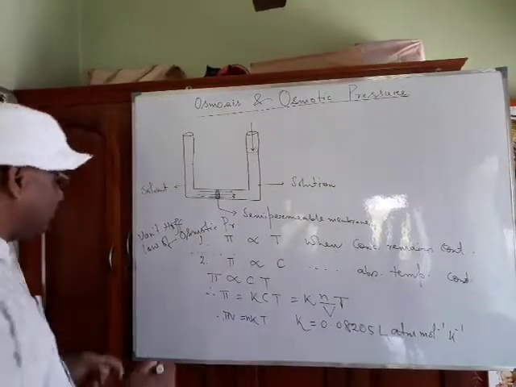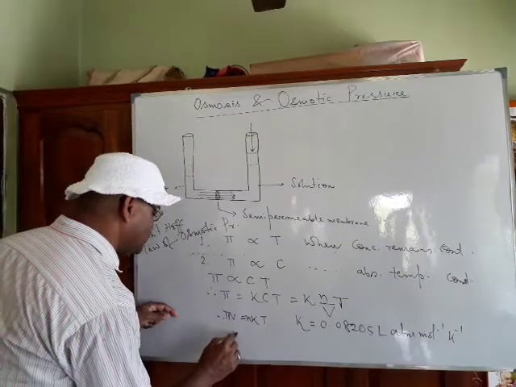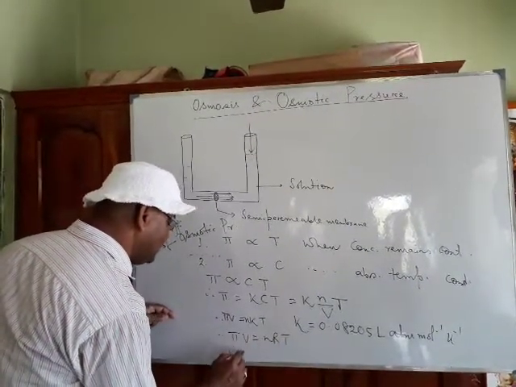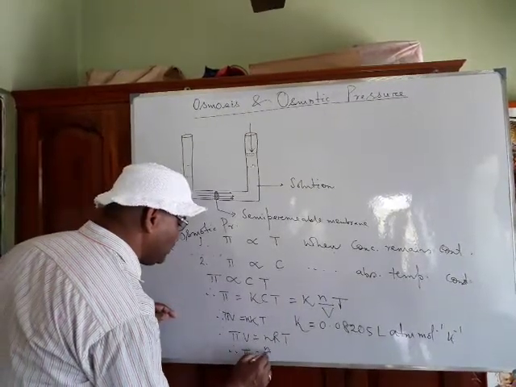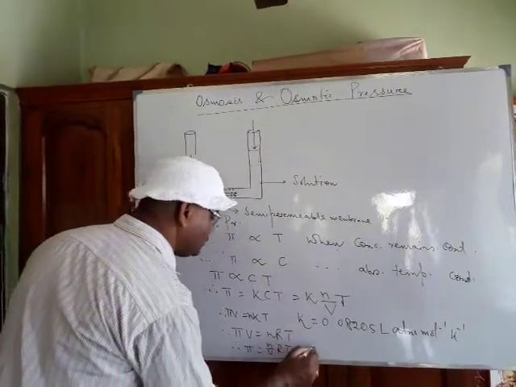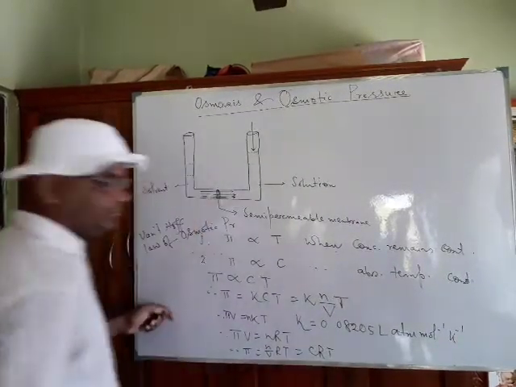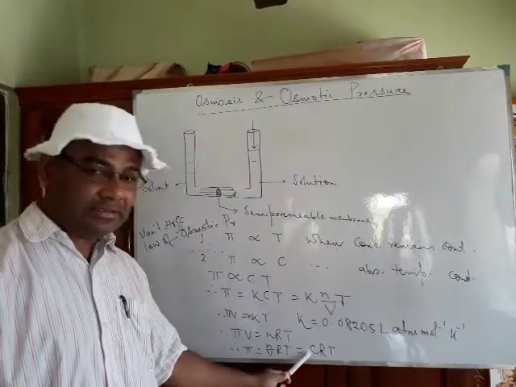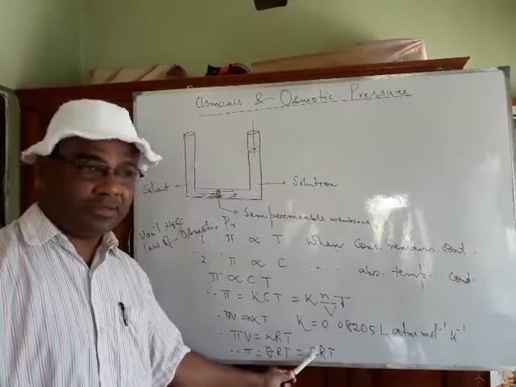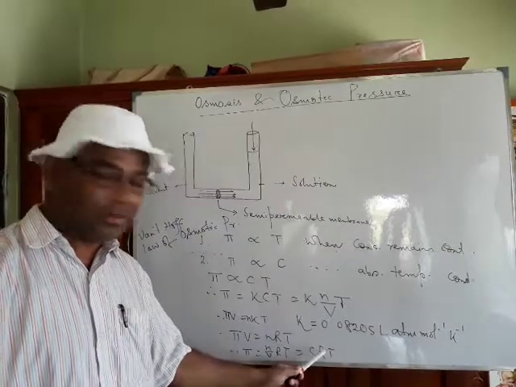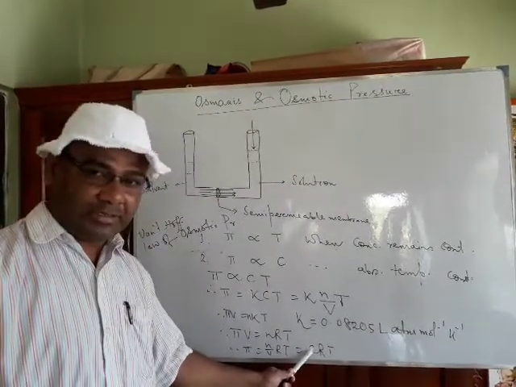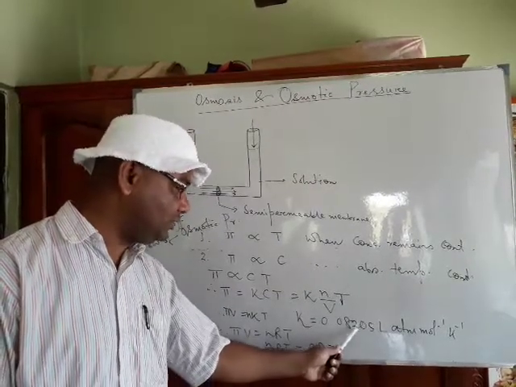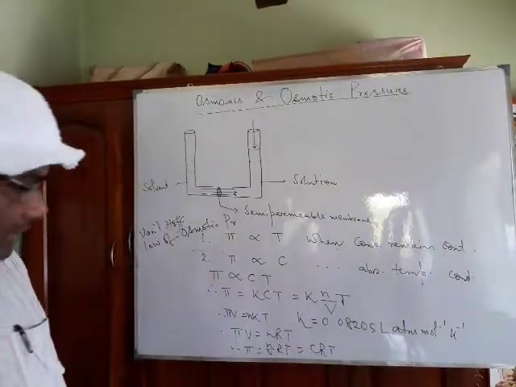Therefore, ultimately pi V will be equal to nRT. Ultimately pi will be equal to n by V into RT, which means we can write CRT, where pi is the osmotic pressure of the solution, C is the concentration of the solute. Remember, the solute should be a non-electrolyte. R is the universal gas constant having the value 0.08205 liter atmosphere per mole per Kelvin, and T is the absolute temperature.